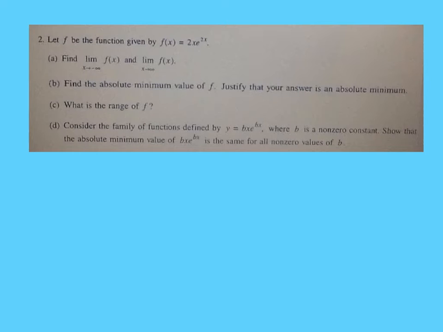We're going to find the range of f, and we're going to consider a family of functions defined y equals bx e to the bx. So the same form, just some non-zero constant b, and we're going to show that the absolute minimum will be the same for every non-zero value of b that we could put into that equation.